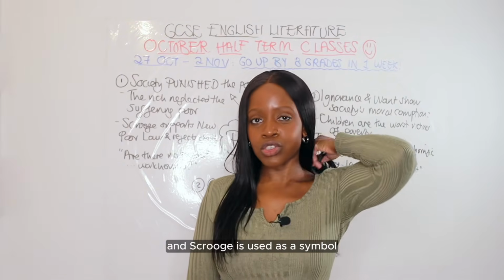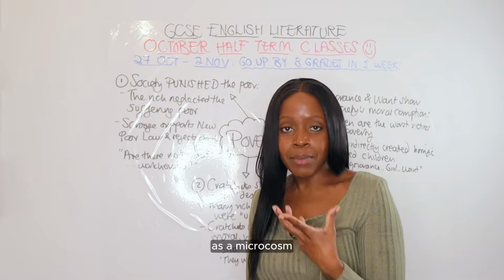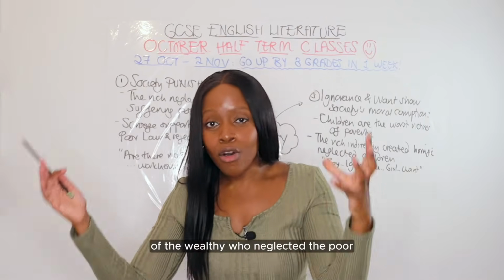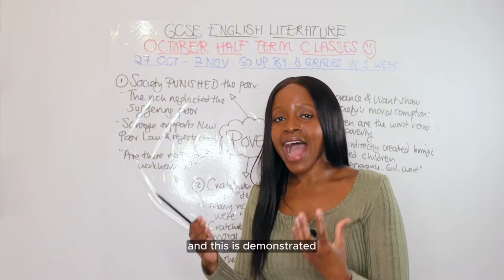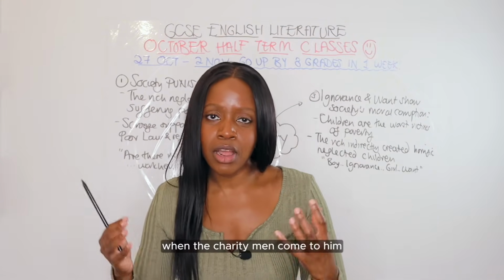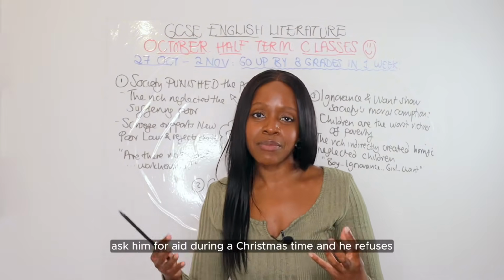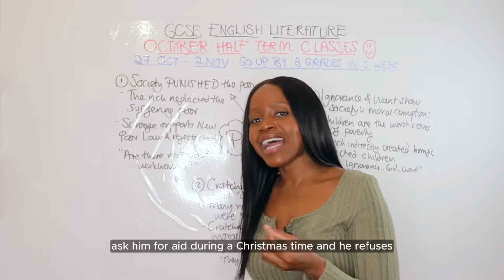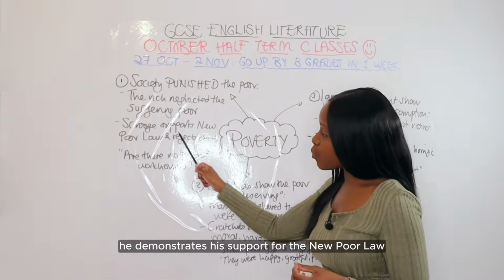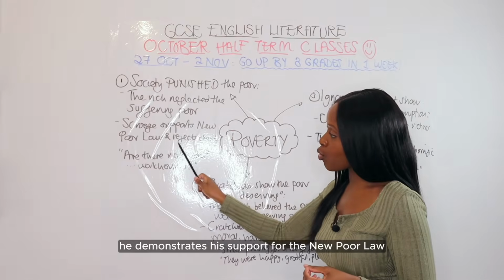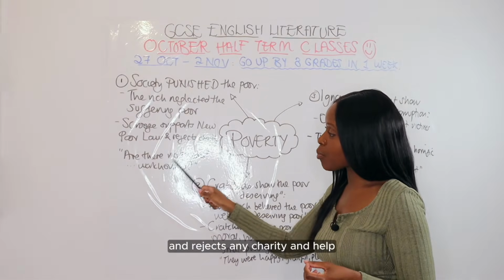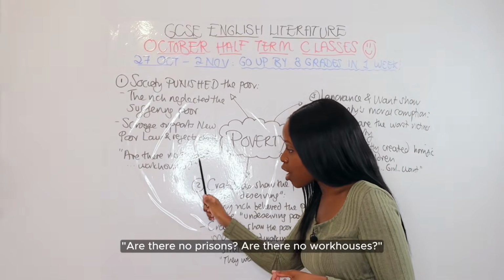And obviously, Scrooge is used as a symbol, as a microcosm of the wealthy who neglected the poor. And this is demonstrated when the charity men come to him, ask him for help, ask him for aid during Christmas time, and he refuses. He demonstrates his support for the New Poor Law and rejects any charity and help by asking these 2 rhetorical questions. Are there no prisons?